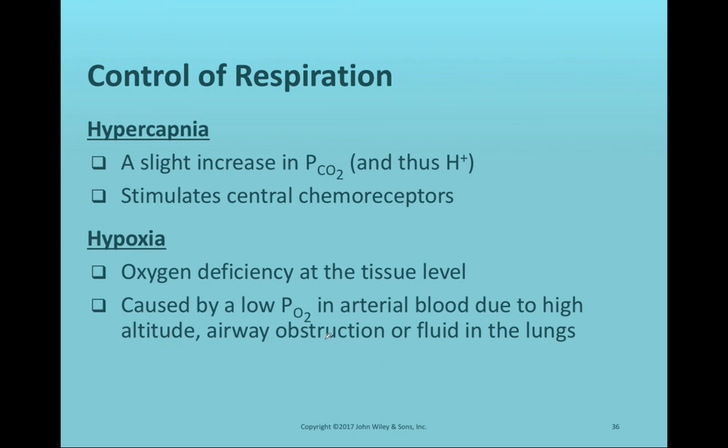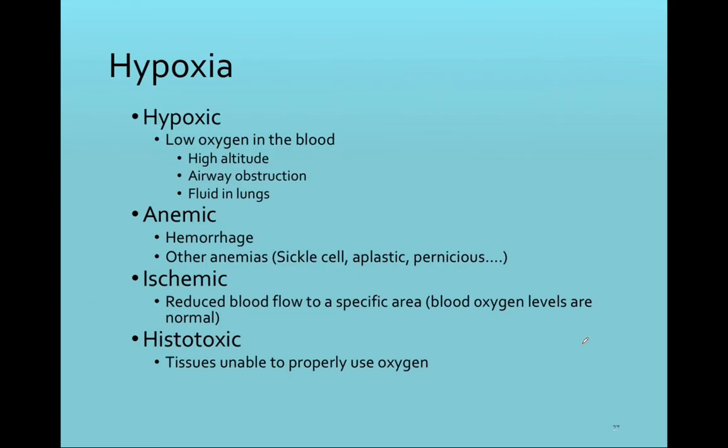Any type of obstruction in the airway that prevents oxygen from making its way into the alveoli is another thing that can decrease oxygen levels. And fluid in the lung will also prevent the passage of oxygen into the pulmonary capillaries. The 4 types of hypoxia are listed on this slide. We have hypoxic hypoxia, anemic hypoxia, ischemic hypoxia, and histotoxic hypoxia. Each of these refer to a different way to result in an oxygen deficiency at the tissue level.